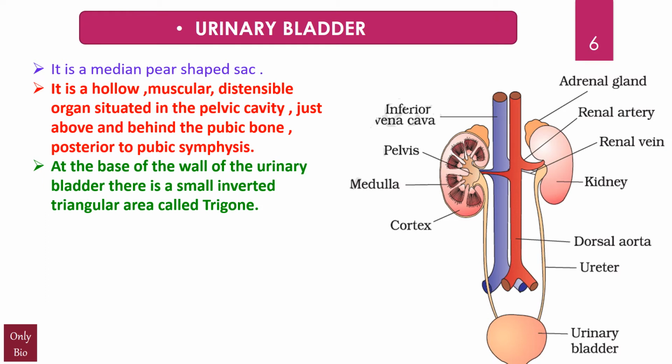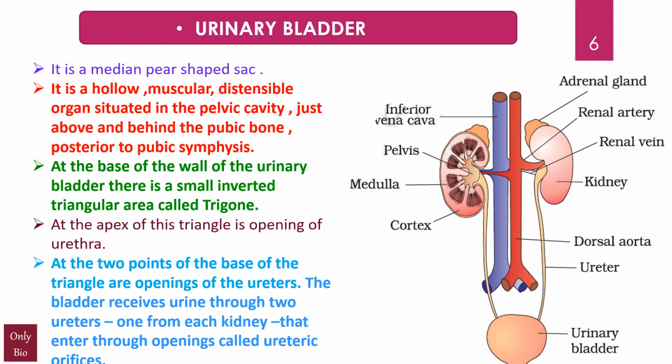At the base of the wall of the urinary bladder, there is a small inverted triangular area called the trigone. Just because it is triangular, it is called the trigone. At the apex of this triangle is the opening of the urethra. At the two points of the base of the triangle are openings of the ureters. The bladder receives urine through two ureters, one from each kidney, that enter through openings called the ureteric orifices.